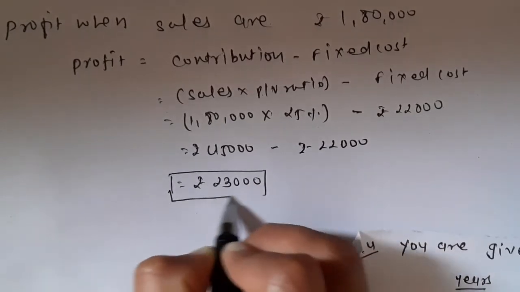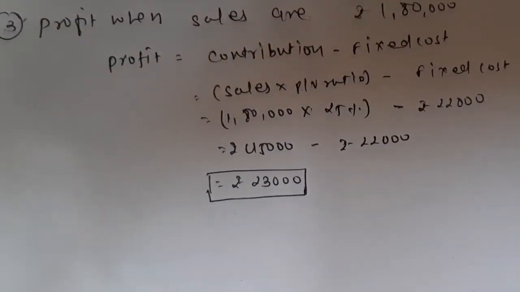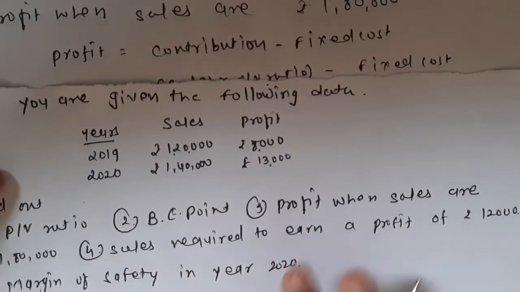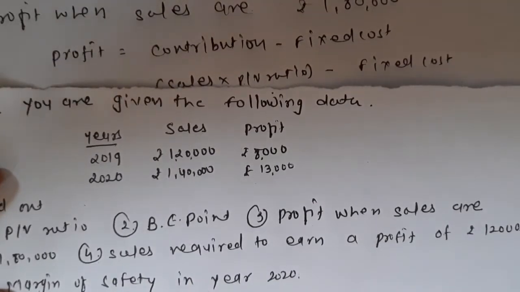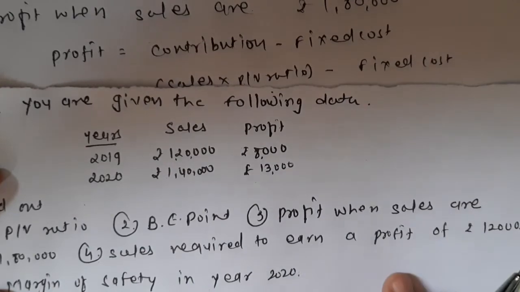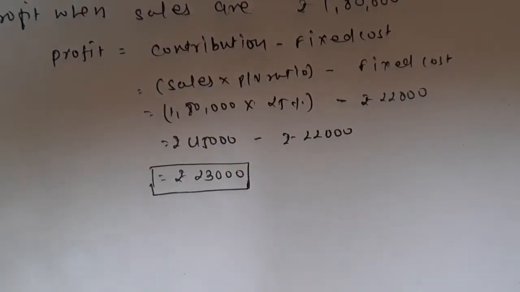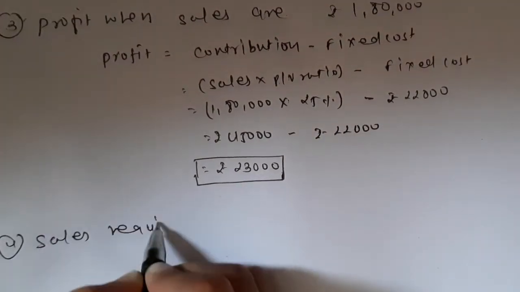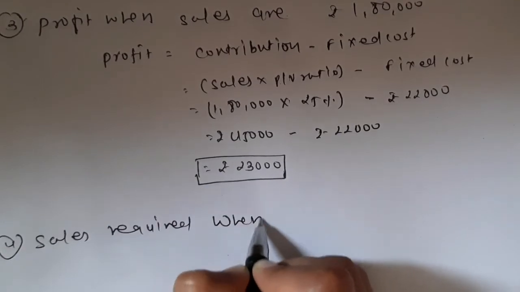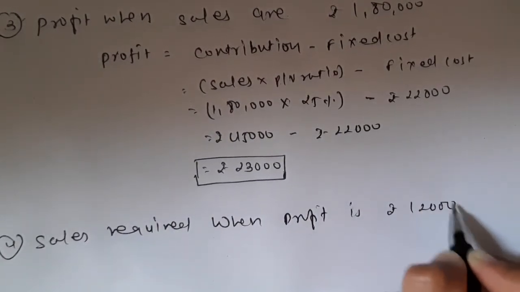Okay, so 23,000 is our profit when sale is 1,80,000. Now we move to the fourth part of our question. What do they ask? Sales required to earn a profit of rupees 12,000. Here we have to find the sales when we want a profit of rupees 12,000. Now solve it. Fourth one, sales required when profit is rupees 12,000.